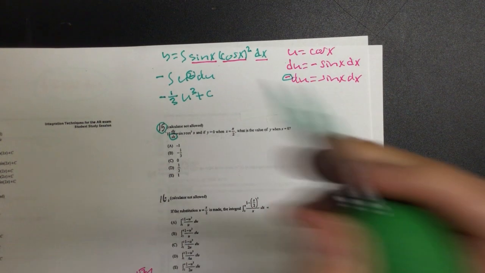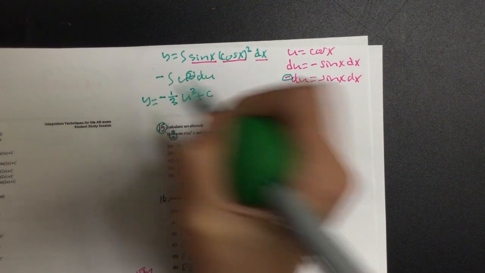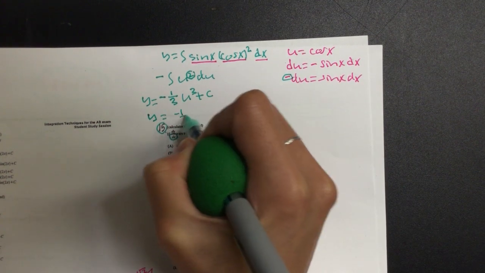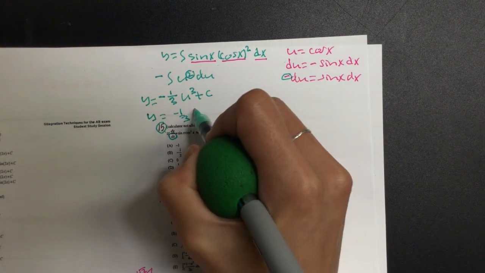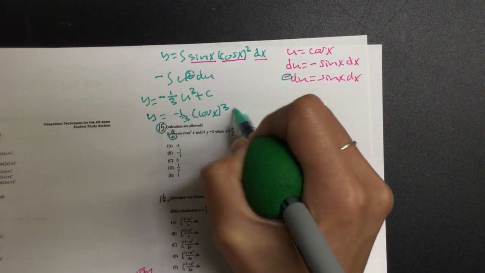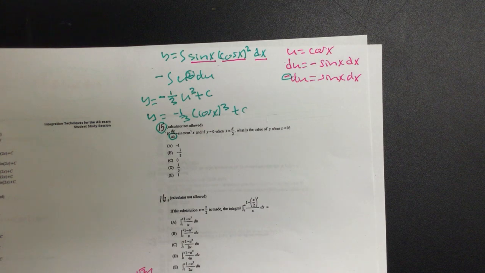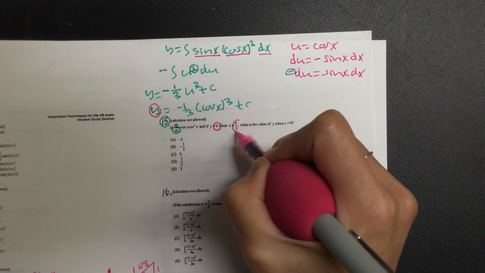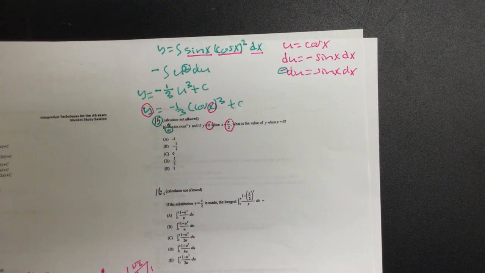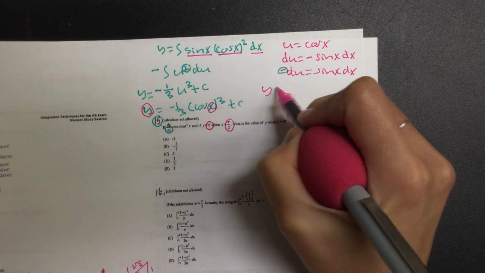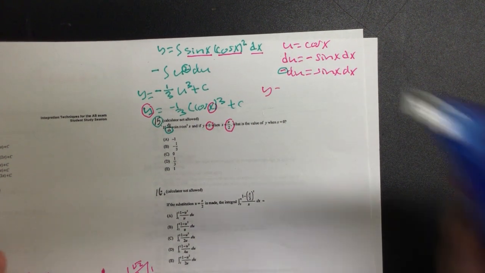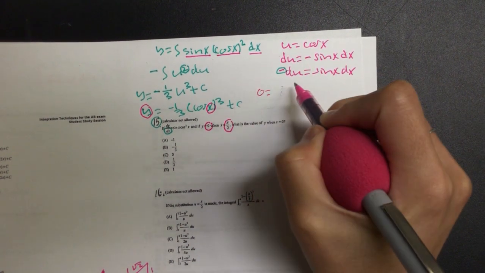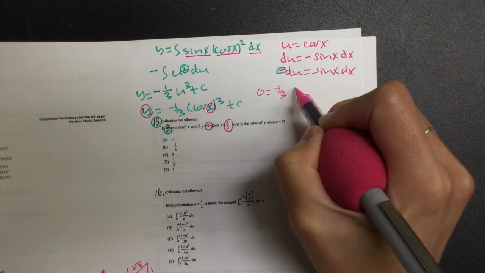And then at this point, we should write out y is equal to. Let's go ahead and plug the u piece back in. So we have y is equal to negative 1/3. The u was cosine cubed plus c. So then we can plug in the given information. It says y is 0, goes in here. And then our x is pi over 2, goes in here. So let's plug it in. Y, oh, not y equal to, I meant 0. Oopsie. So we have 0 is equal to negative 1/3.